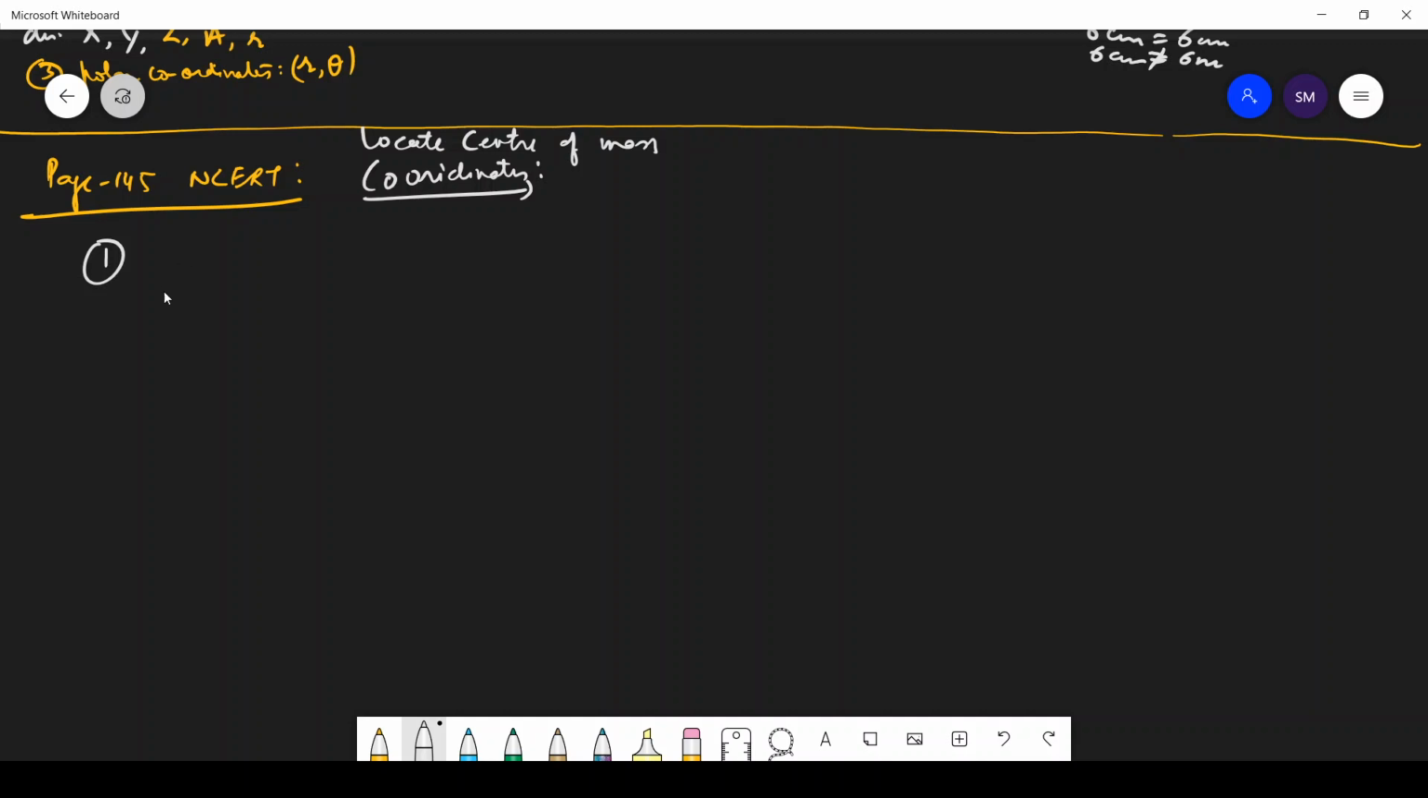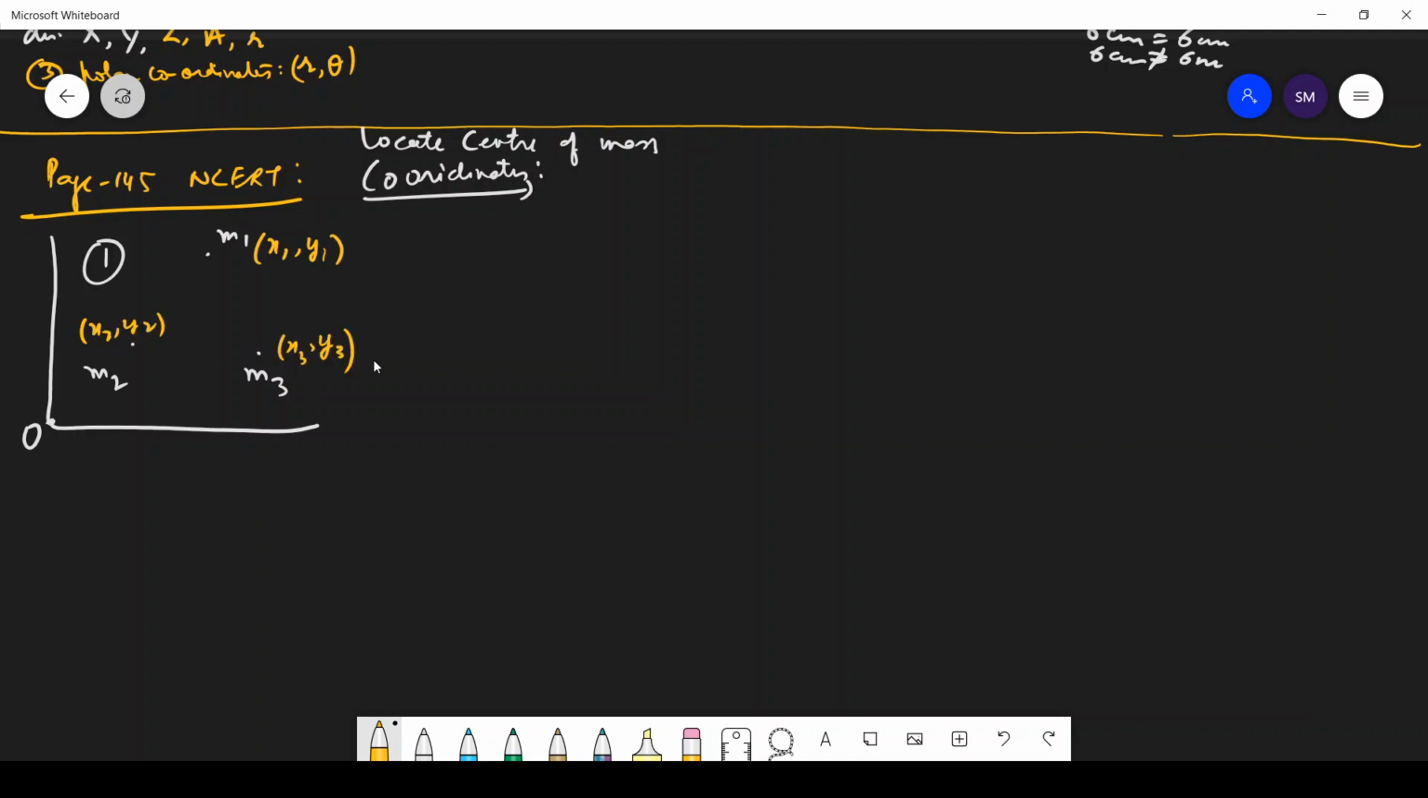So if there are these three masses, m1, m2 and m3, and this is my origin. And the coordinates of m1 is x1, y1, and the coordinate of m2 is x2, y2, and this is x3, y3. So what will be the center of mass? Center of mass will be somewhere here, suppose. So the coordinates of the center of mass will be, let it be C, center of mass, capital X, capital Y, capital Z.